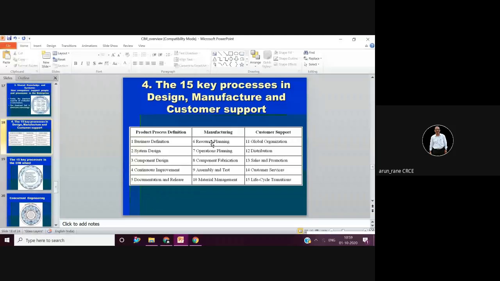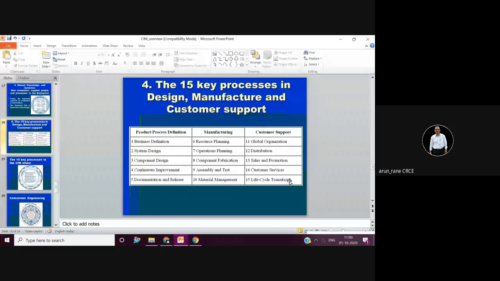Then in manufacturing, you have resource planning, that is equipment and man, and operations planning, that is how to do. Then component fabrication. Now fabrication doesn't mean only welding, brazing, soldering. Making a part on the lathe machine, making a part on the milling machine, that is also a part of fabrication. Then you assemble it and test it. Material management means work in process inventory should be zero.